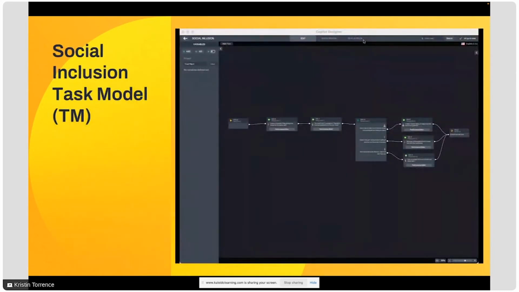I'm hoping that this plays. I'm not sure that it will, but let's take a look at an example of a virtual reality task for our social inclusion thought experiment. So again, if you remember the scenario that I outlined, you're in a room with four people, including yourself. Two people are ignoring the third person, and you have four opportunities to invite that person into your conversation.